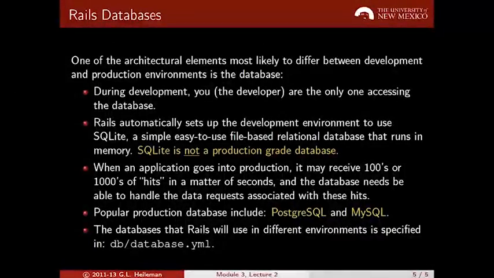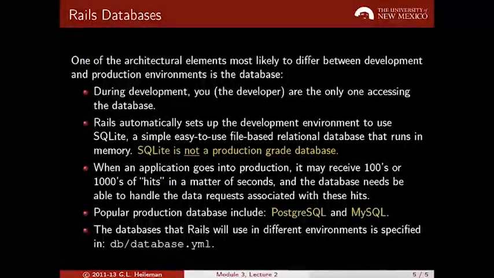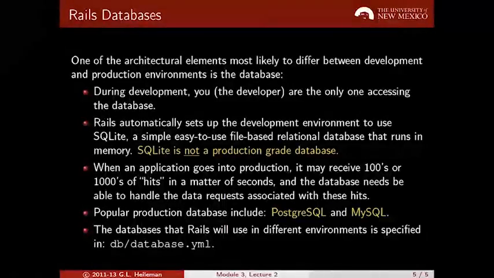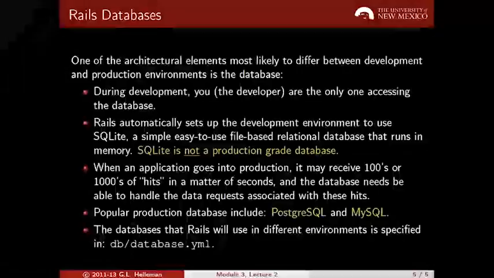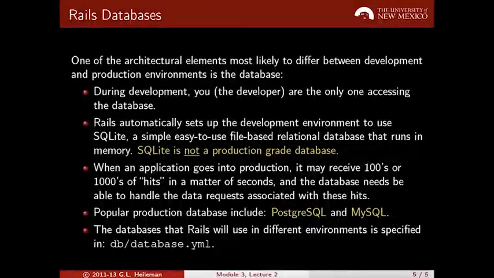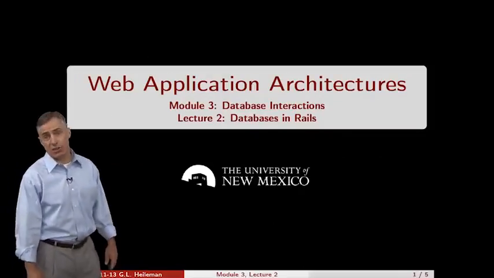The databases that Rails sets up for you to use are specified in the database.yml file. This is an example of something that we've discussed previously, convention over configuration. You don't want to have to spend a lot of time configuring your databases. Rails does it for you, so just go with it. This completes the second lecture in Module 3.